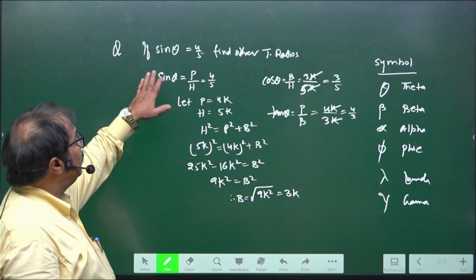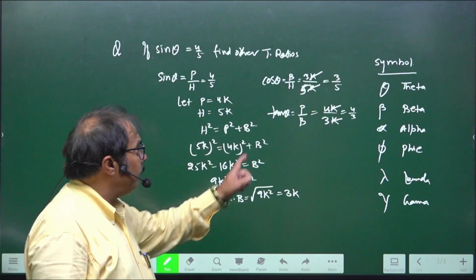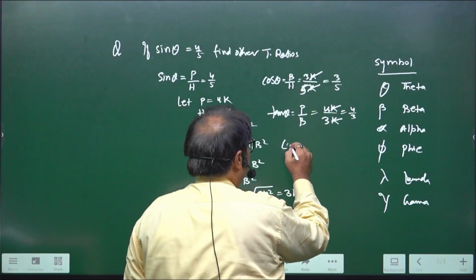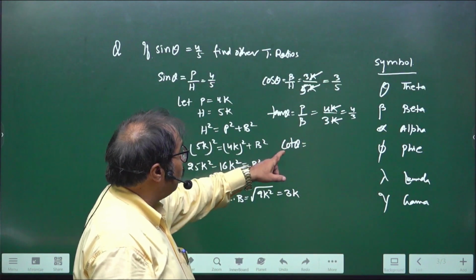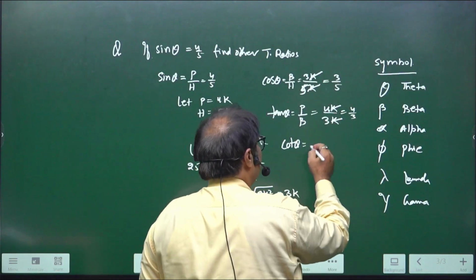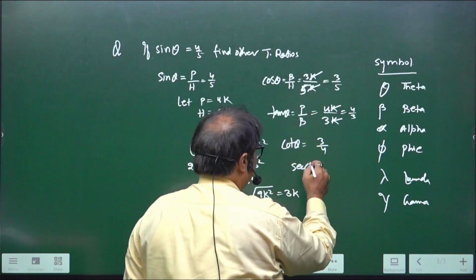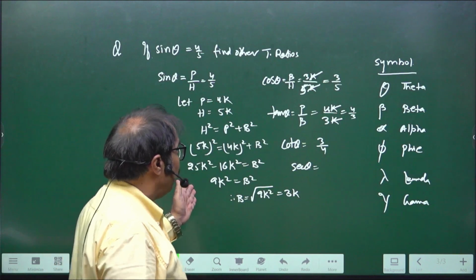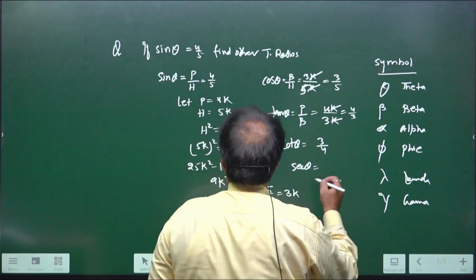So sin theta is already given as 4 by 5. Cos theta we have calculated as 3 by 5. Tan theta we have calculated as 4 by 3. Now we have to find cot theta. As we know, cot is the reciprocal of tan theta, and the value of tan theta is 4 by 3. So the value of cot theta will be 3 by 4. Now sec theta. Sec is the ratio of hypotenuse and base. So sec is H by B.